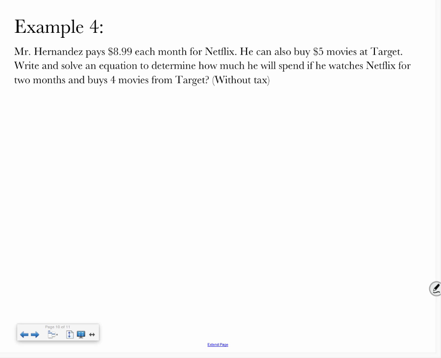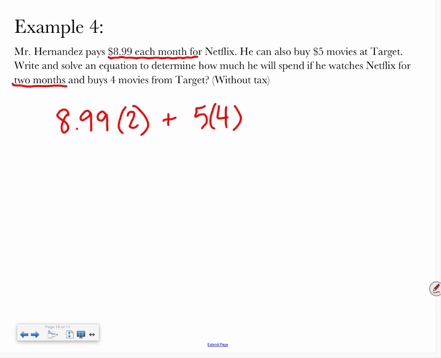Okay, so we know that he has Netflix, and it's $8.99 each month. And how many months is he watching Netflix? 2 months. So we're going to multiply that by 2. And he buys 4 movies from Target, and we said the 4 movies were $5 each. Am I going to add or subtract, multiply, or divide these two numbers together? I'm going to add these together because he's going to pay for Netflix and for the movies.